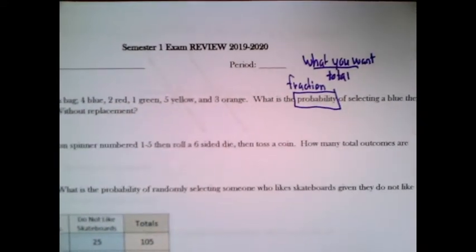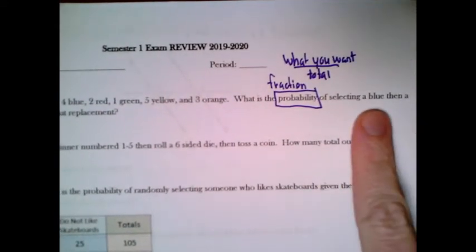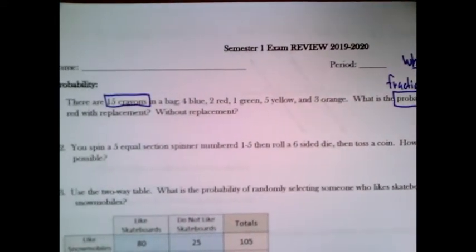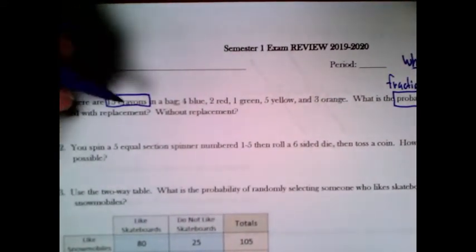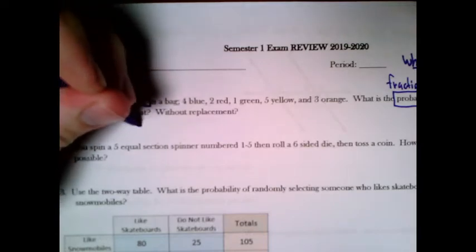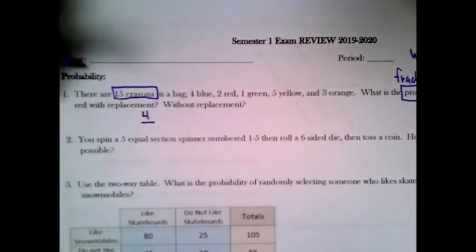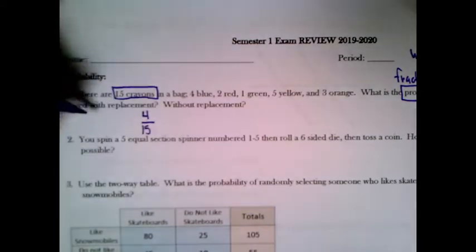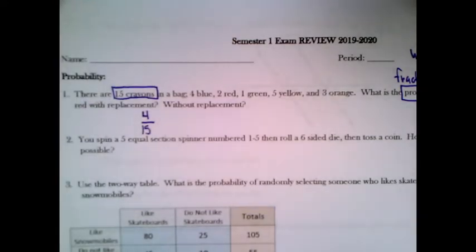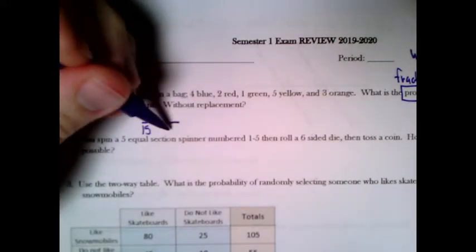Okay, so what do we want? The very first thing it's saying is we want a blue and then a red with replacement. So what we want is blue, and I look and I see 4 blue, and then the total number of crayons in there is 15. With replacement means I'm gonna take that crayon out, I'm gonna look at it, and then I'm gonna put it back in the pile. So I still have 15 total crayons.